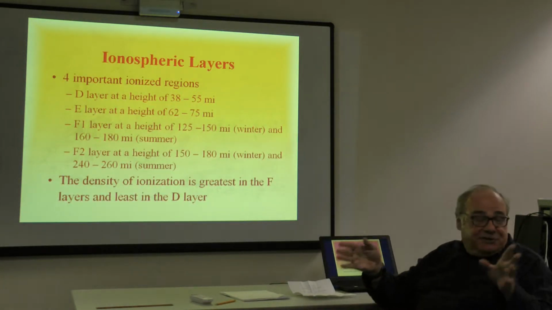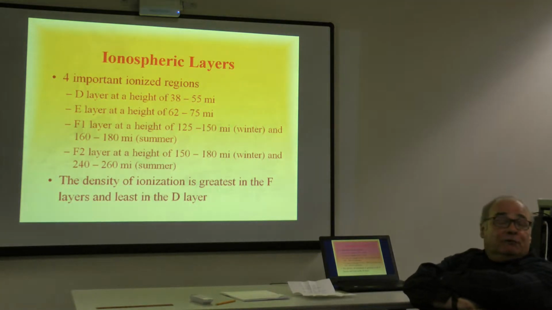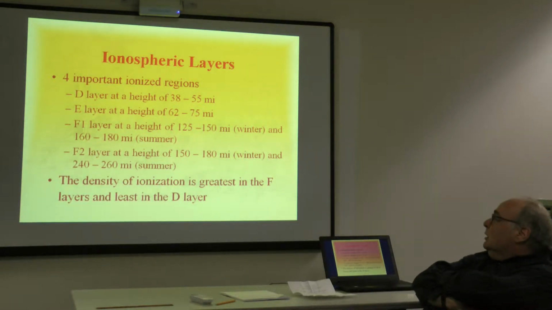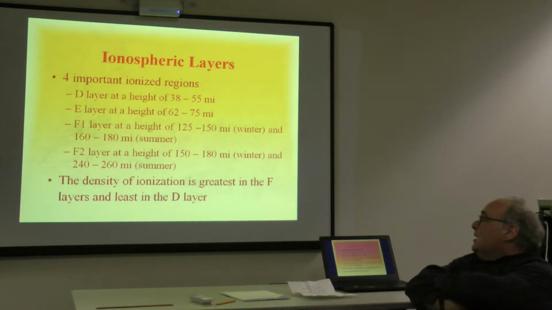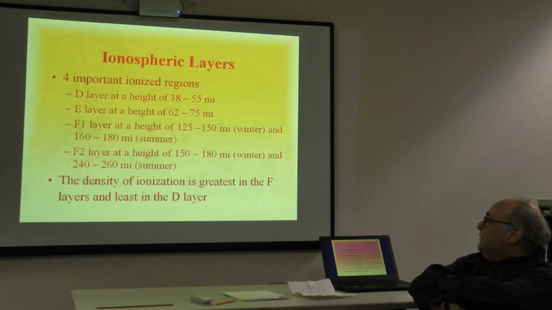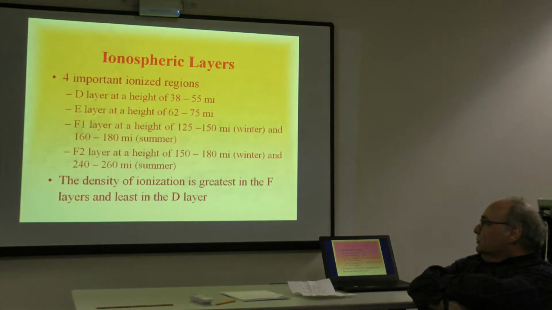But now we get to the regions, and this is key when we're talking about gray line DXing. So, 4 of them principally. The first one, though, is not our friend, and that's the D layer. It tells you that typically we're seeing the D layer up at about 38 to 55 miles above Earth, followed by the E layer, which is up there at around 62 to 75 miles.